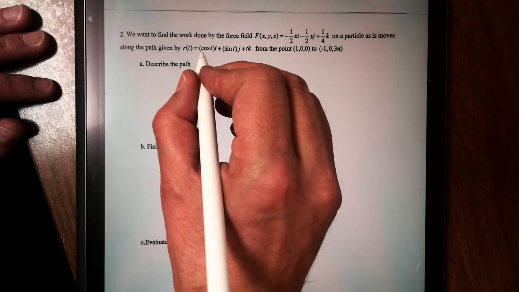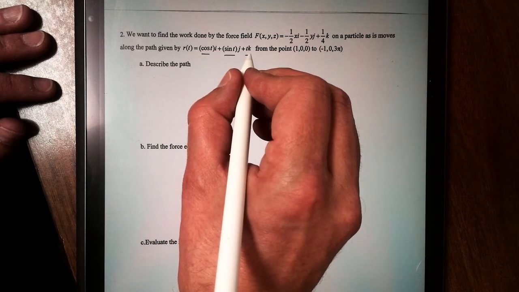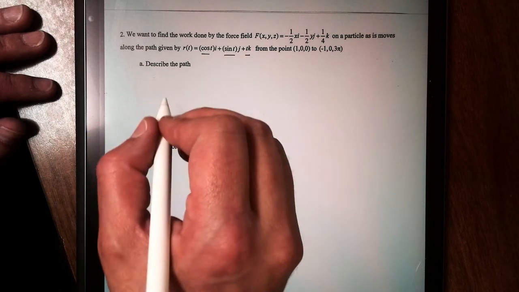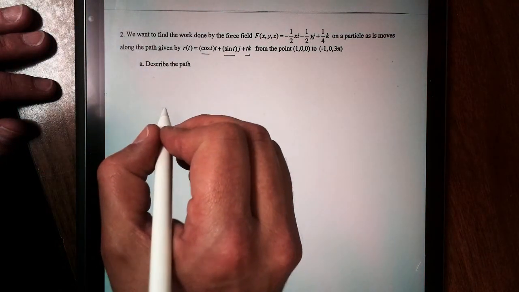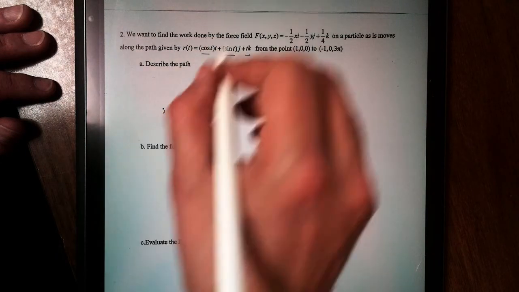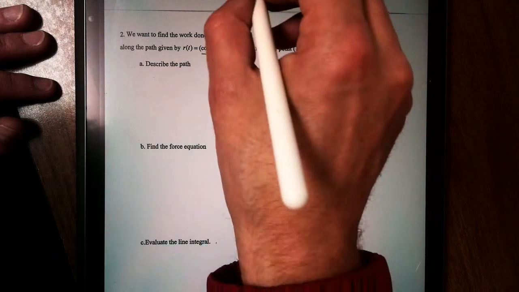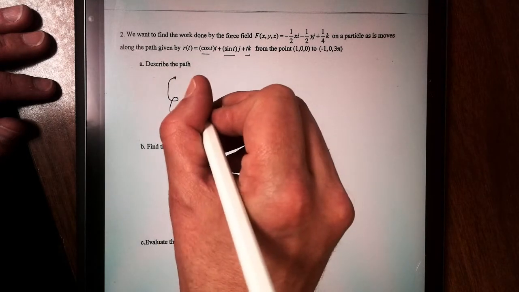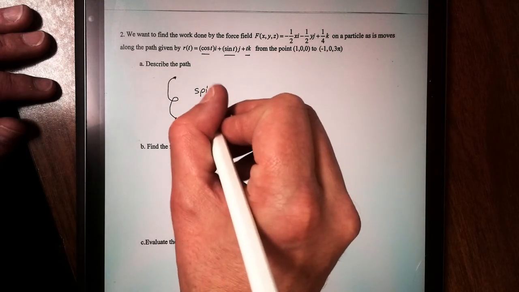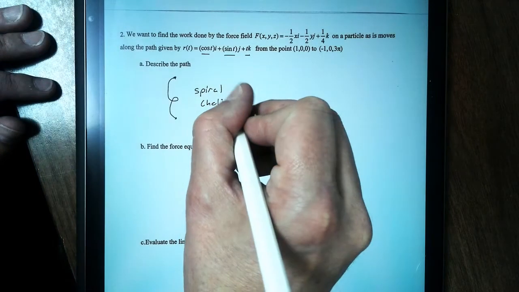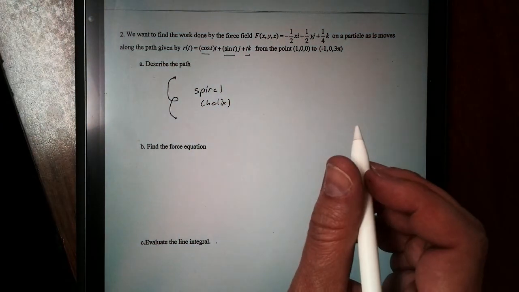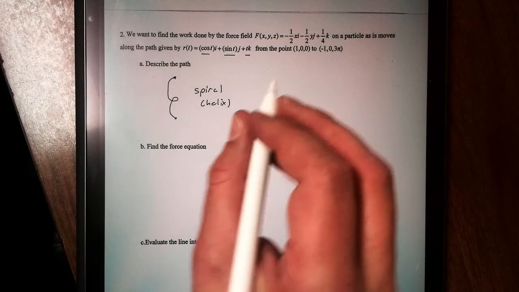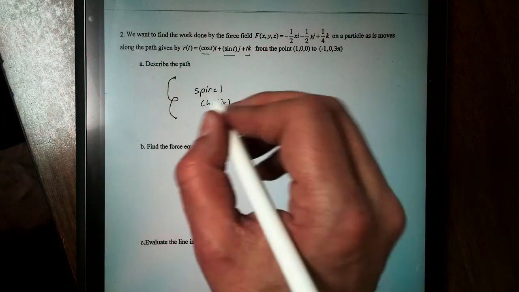Now if we notice, what can we say about our path? Well, this should be easy for us by now. This is our spiral, so it's our helix, right? It's kind of like this. We should be really used to these by now. We've seen them quite a bit throughout the year. They should be in your DNA. Ha ha ha.